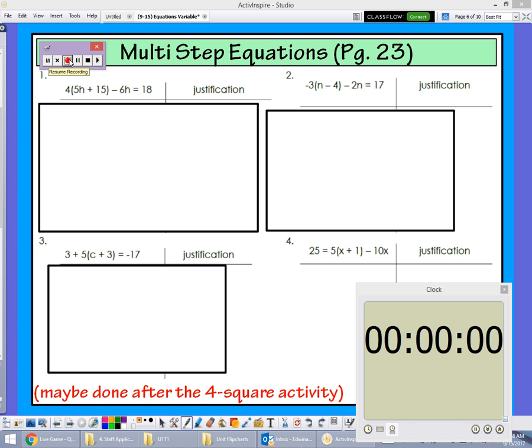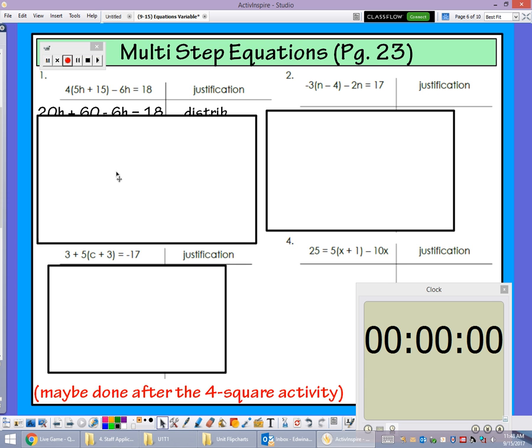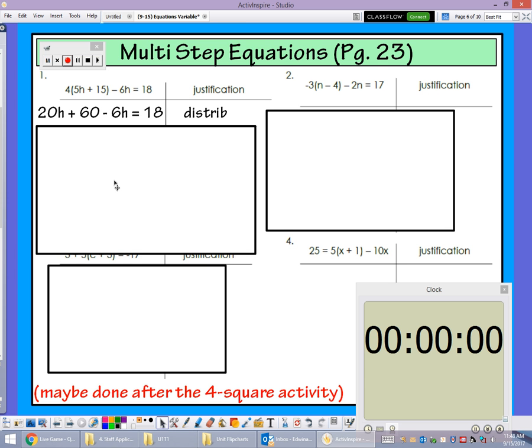All right, let's take a look. 4 times 5h plus 15 minus 6h equals 18. Johnny, what did you do? You did the distributive property, so that should be my first thing. My justification, I'm doing distributives. Okay? Somebody other than Johnny, you already answered. You want to finish? All right, finish my problem.